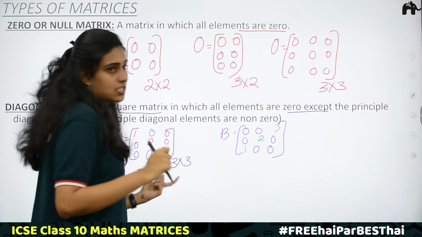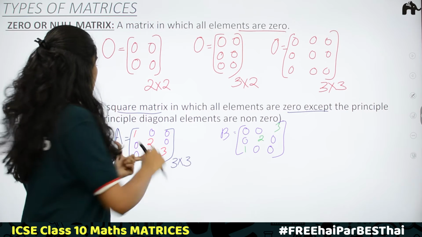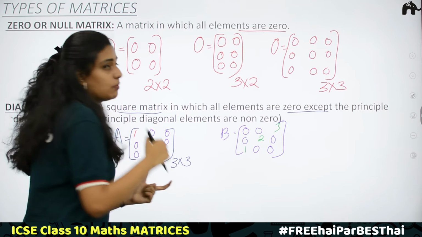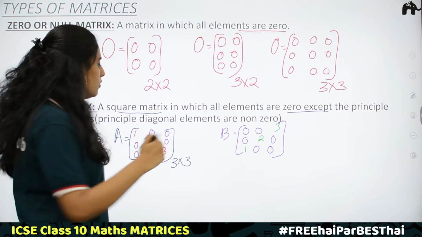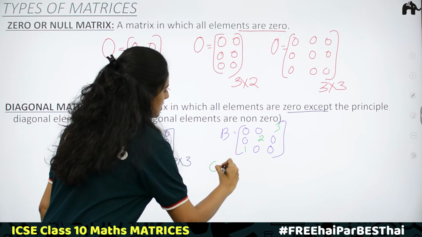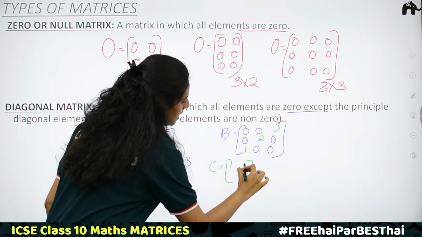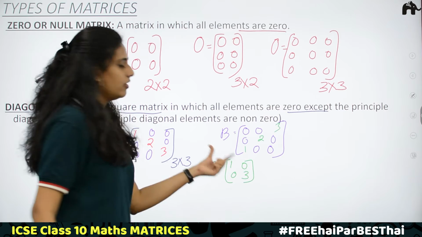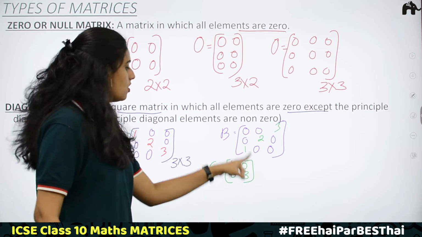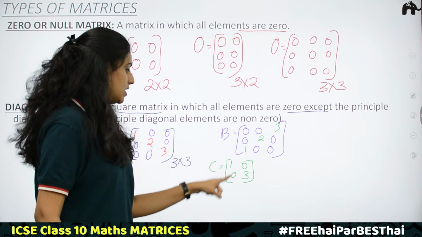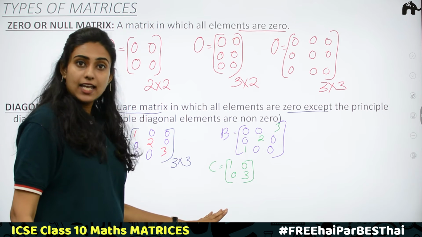It is a square matrix. Important thing: diagonal matrices are always square matrices, in which the principal diagonal elements are non-zero and all other elements are equal to 0. For example, if you are taking a 2 by 2 matrix, C is equal to matrix 1, 3, 0, 0. When you check this, this is the principal diagonal. Principal diagonal elements are non-zero and the non-diagonal elements are equal to 0. Understood the idea about diagonal matrix?